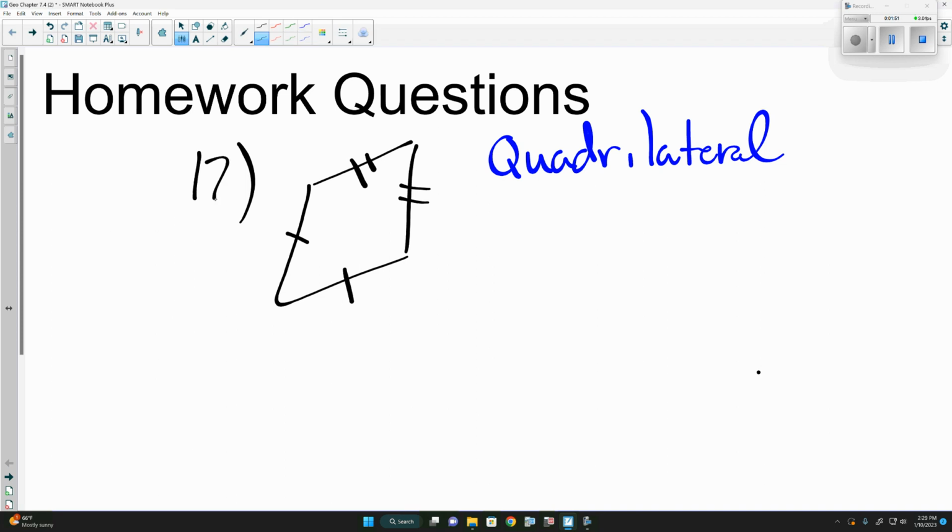17 is essentially the exact same shape. Yep. For a rhombus, all 4 sides would have to be congruent.